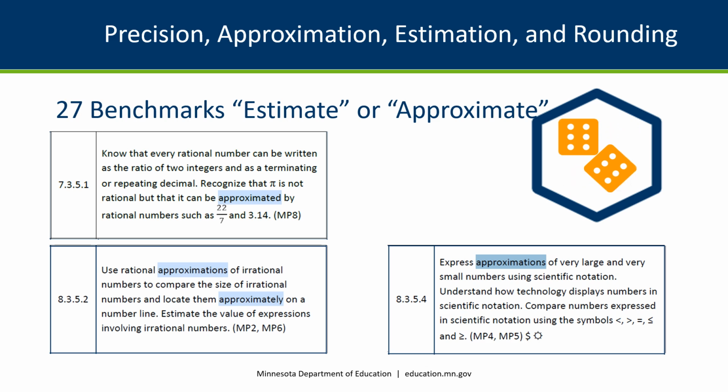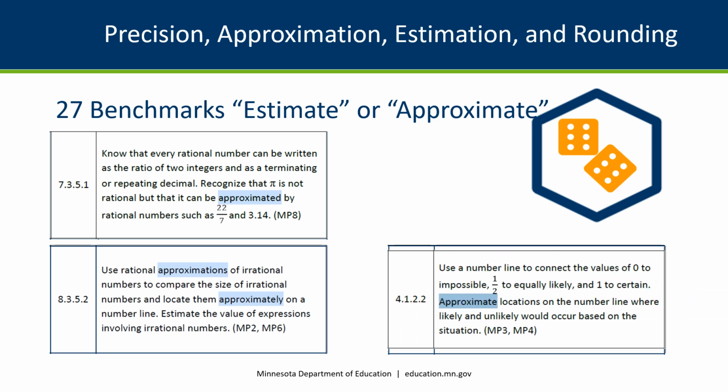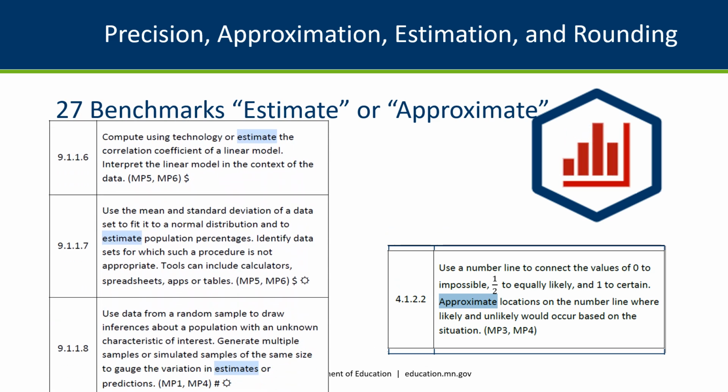Sometimes exact probabilities, which relate to Anchor Standard 2, will need to be estimated. And studying Anchor Standard 1 often requires estimating values for data as well. These are just some of the benchmarks that specify the need for estimation and approximation. But again, Math Practice 6 carries throughout all of mathematics.